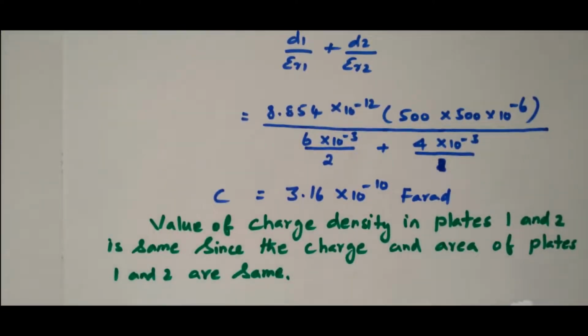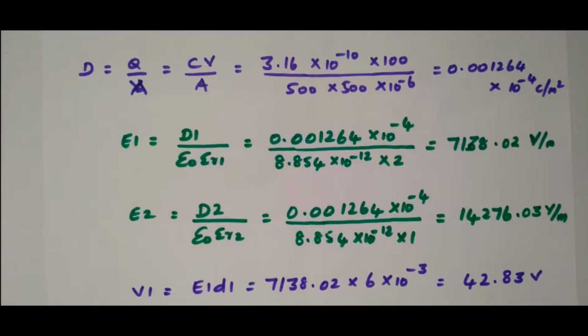Now we need to find the remaining values: displacement density, electric field and potential. Before that, the charge density in plate 1 and 2 is the same, since the charge and area of plate 1 and 2 are the same, right? That means the displacement density will be equal in both cases. Now we'll find the remaining values.